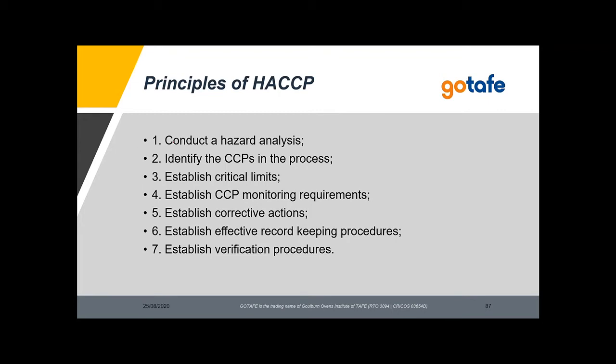So the first one will be to conduct the hazard analysis. The second one will be to identify the critical control points in the process. And then establish the critical limits, establish the monitoring requirements, establish corrective actions, and then establish effective record keeping procedures. And last but not least, establish the verification procedures.